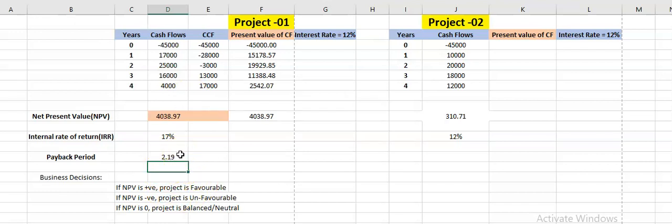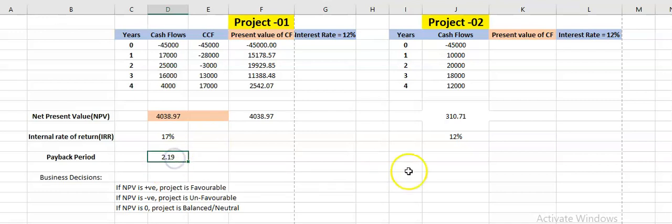The payback period is the period at which your investment is recovered. It means we require 2.19 years to recover all our investment, that is minus 45,000. It means minus 45,000 is recovered in 2.19 years.